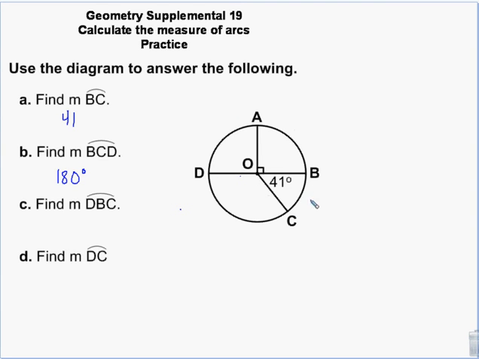Now, if we went DBC, we're coming all the way around on this side. So we have a 41, a 90, and a 90. So that's 180 plus 41, so that's going to be 221. And then DC is just this little bit that's left. There's your 139.